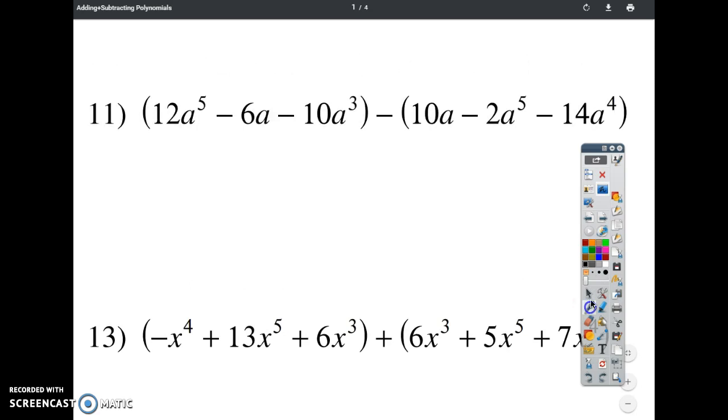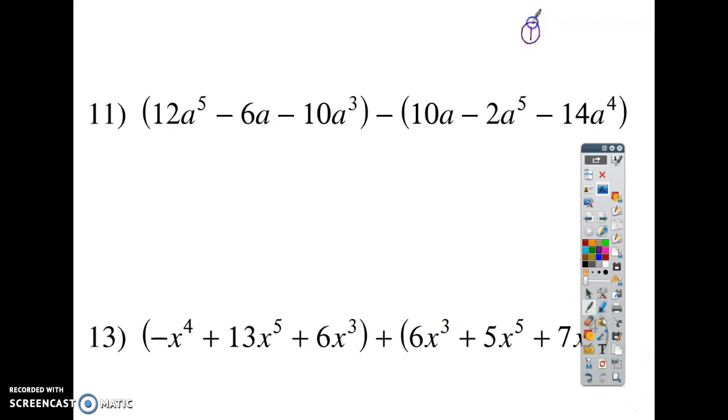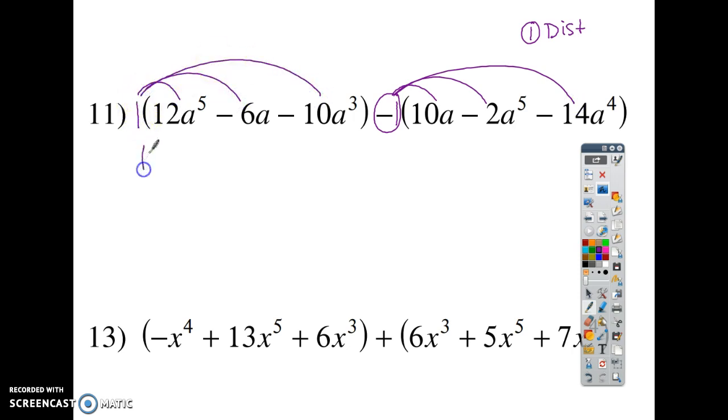Okay, step number 1, distribute. Is there anything for me to distribute here? Yes, I have a negative 1 that needs to be distributed to 3 things, and then this positive 1 just stays the same. All of these in the front stay the same, so that's 12a to the 5th power minus 6a minus 10a to the 3rd power.